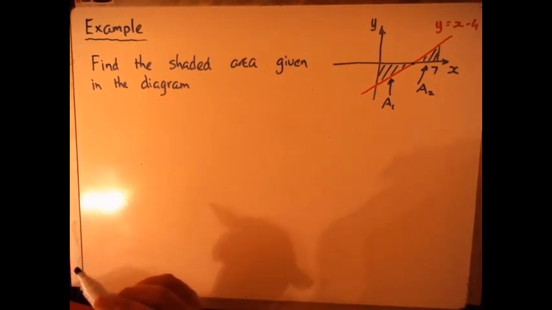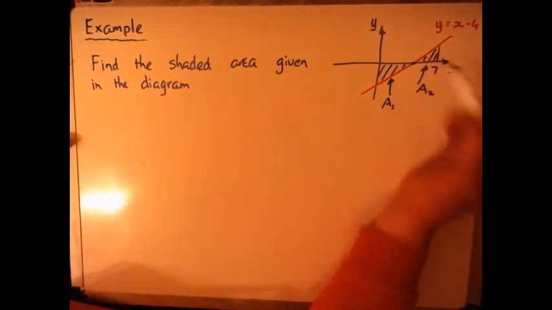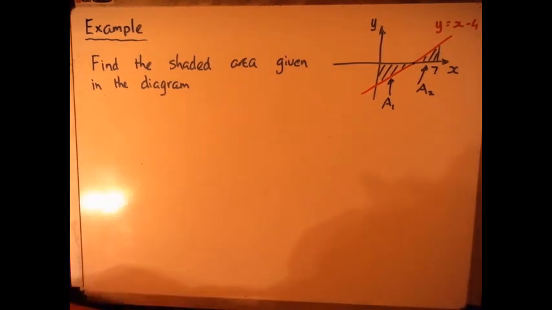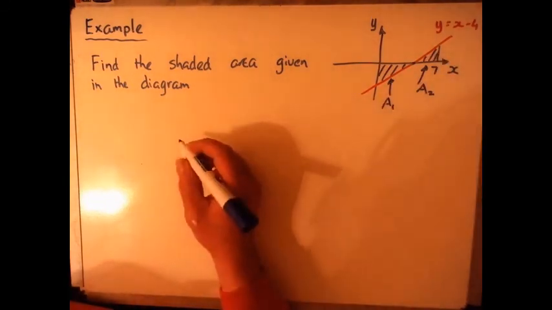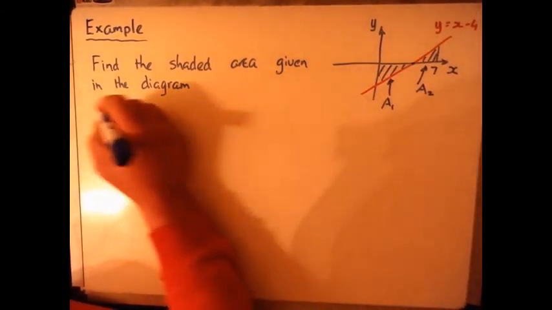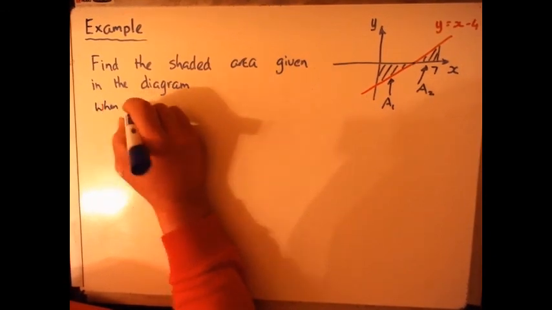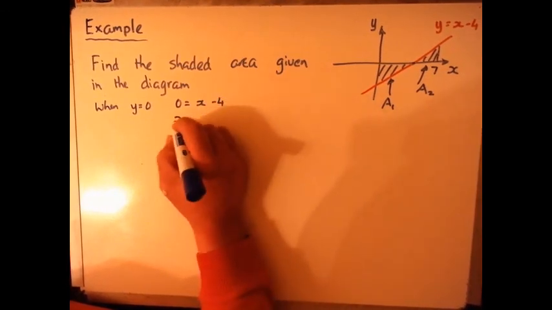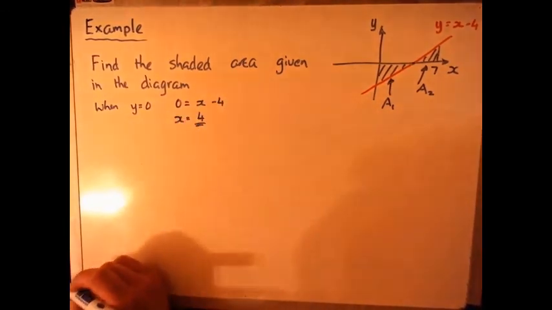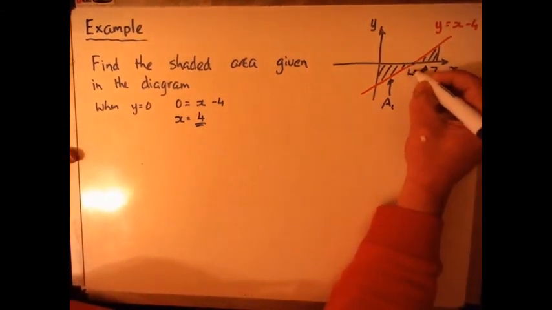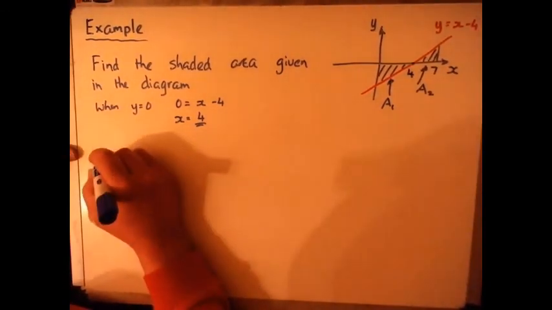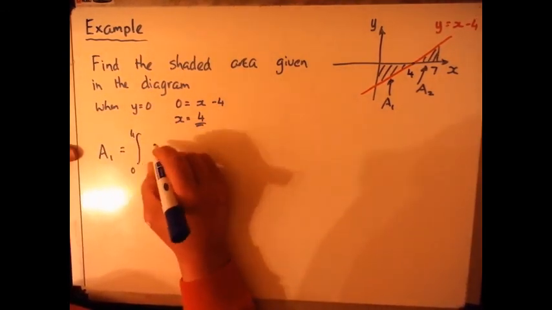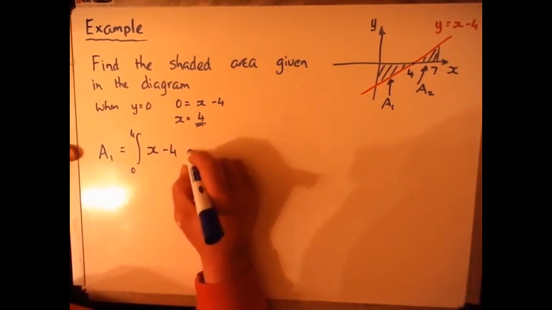So again, like the last example, how do I find this root of the function, as it were, or where it crosses the x-axis? Well, I set y equal to 0. So I'm going to do that to find the point. So we can say here, when y equals 0, then we can get x equal to 4. So I know that this point now is the point 4. So area 1 then is represented by the definite integral from 0 to 4 of the function which is x minus 4.